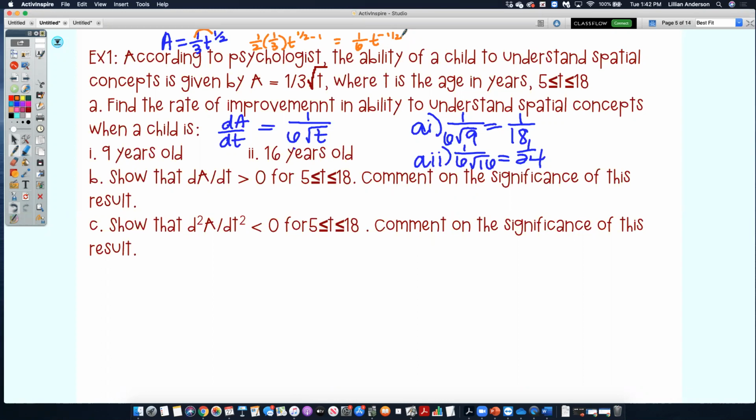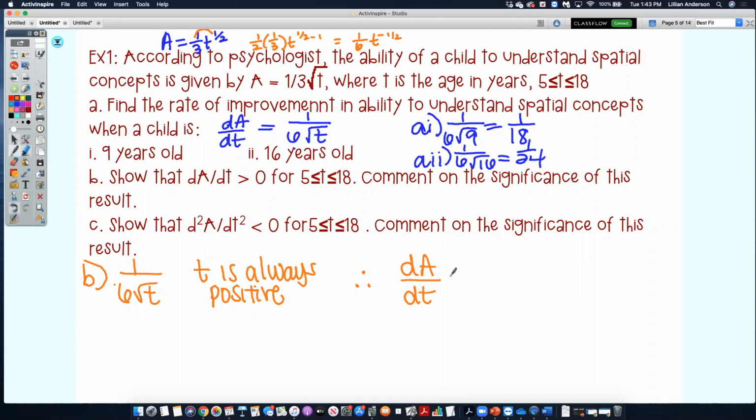Well, when you look at the derivative, the derivative is 1/6 square root of t. I have a restriction here on my domain, right? It can't be 0 because it's in the denominator, and it can't be less than 0 either, because I can't take the square root of a negative. So t is always positive. Therefore, the derivative is always going to be a positive value.